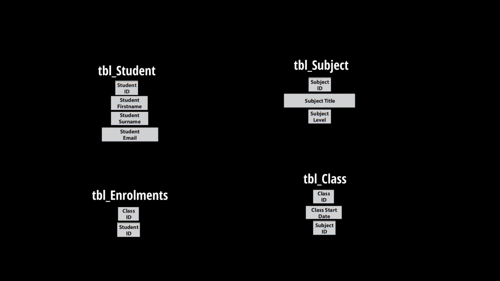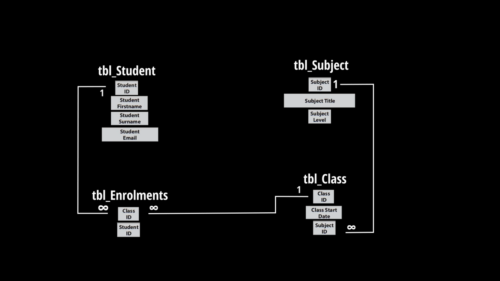So as you can see from the diagram here, we have one student can appear in many enrollments, and many enrollments can appear in one class, and many classes can have one subject.